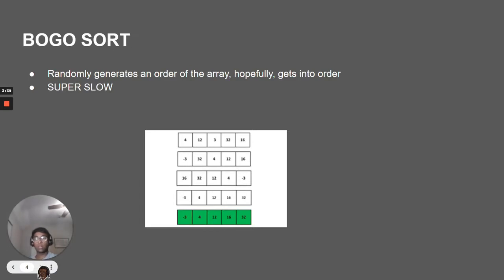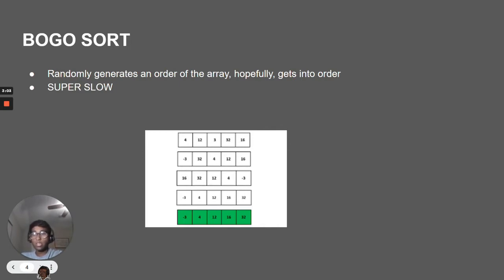Now we have bogus sort, otherwise called monkey sort, permutation sort, and slow sort, which randomly keeps shuffling the values until they're in order. This makes it extremely slow, with a time complexity of O of n minus 1 times n factorial. This is terrible. An easy way to think of this is to have a deck of cards and hope they get in order. You just throw them up into the air, and if they don't land in order, you just keep throwing them into the air. So that's bogus sort, and selection sort.